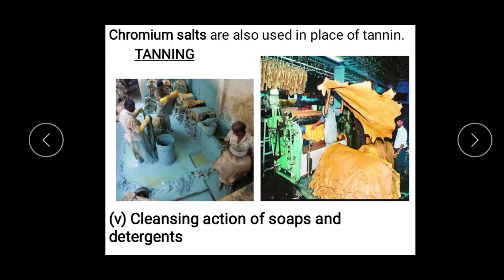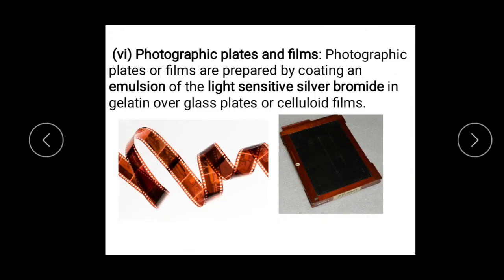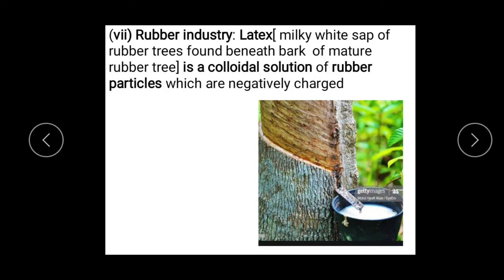Then the fifth application is cleansing action of soaps and detergents, which we have already taken. The sixth application is in photographic plates and films. Photographic plates and films are prepared by coating of an emulsion of light sensitive silver bromide in gelatin over glass plates or celluloid films. So this is an application of colloid.